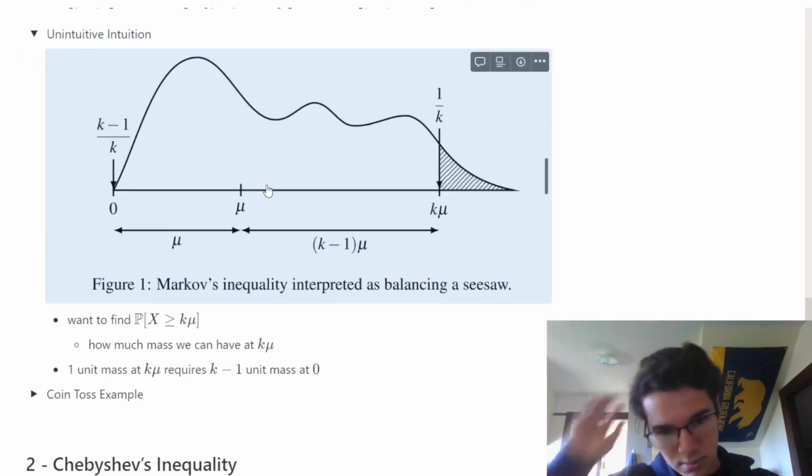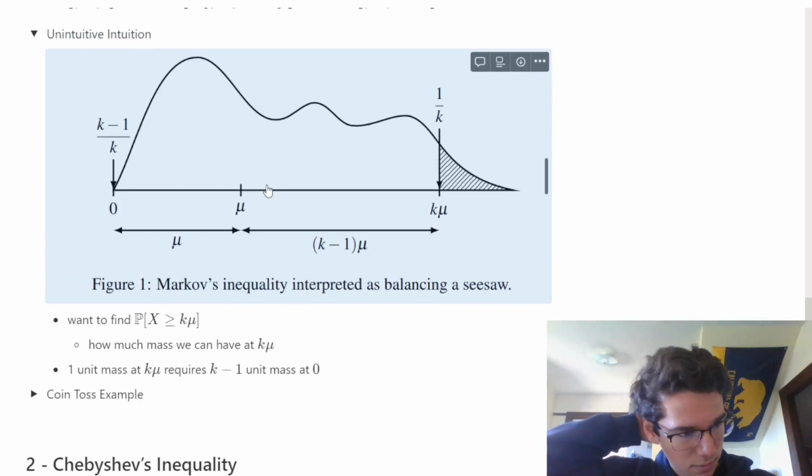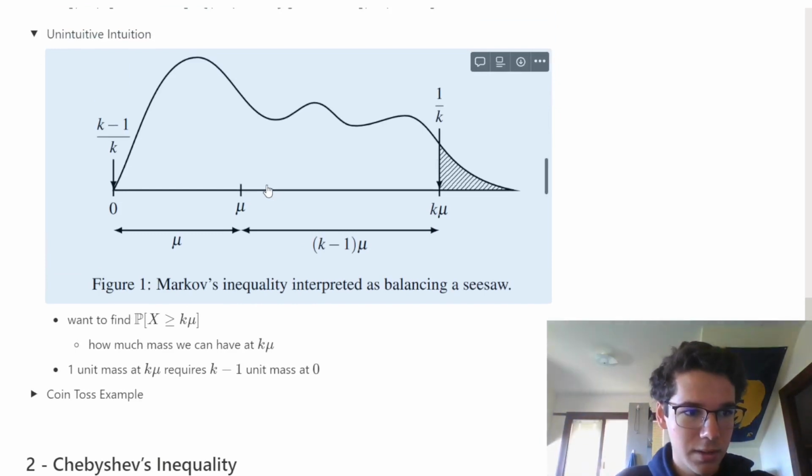And for Markov's inequality, we wanted to know what the probability was that our random variable could take on some value up here. In this case, we're just going to say that it's some multiple of the mean.